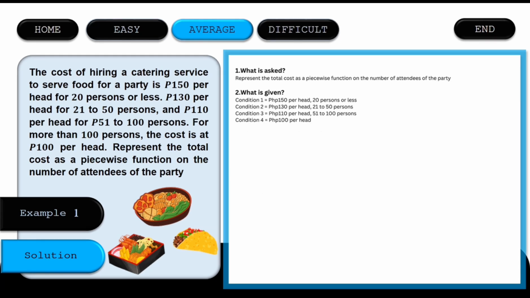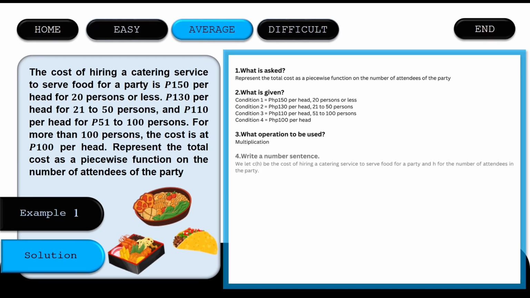Kung ating iisa-isahin ang cost of hiring a catering service to serve food for a party, ang first condition natin is 150 pesos per head for 20 persons or less. Second condition is 130 pesos per head for 21 to 50 persons. Third condition is 110 pesos per head for 51 to 100 persons. And last condition is 100 pesos per head if it is more than 100 persons. The operation to be used here is multiplication.